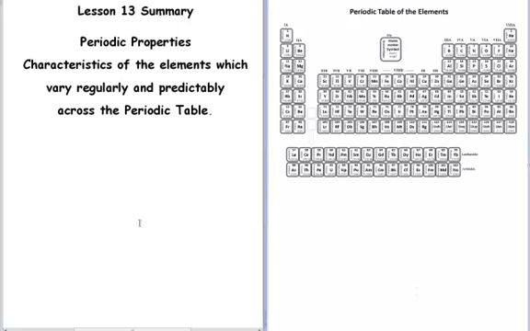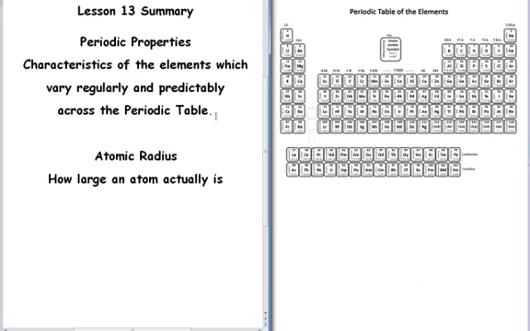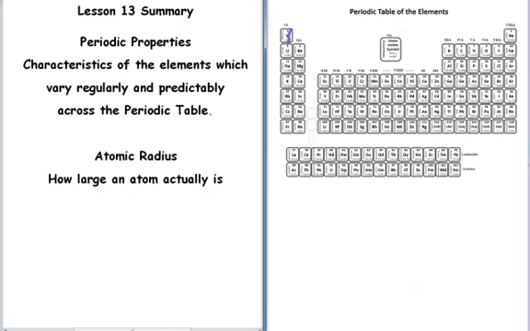The first one is atomic radius. Atomic radius refers to how large an atom actually is. So as we go down the rows of the periodic table, we're adding additional energy levels. And as we add energy levels, of course, the atom is getting larger. As we move across the periodic table from left to right, we're not adding energy levels, but we are adding electrons and protons. When we add the protons, without adding energy levels, they're able to pull harder on the electrons.